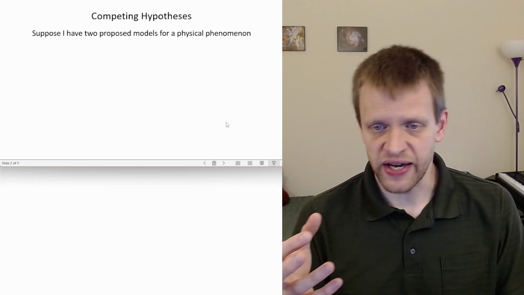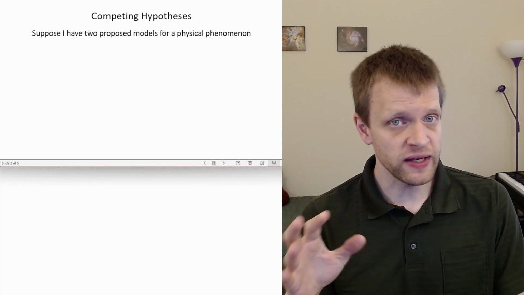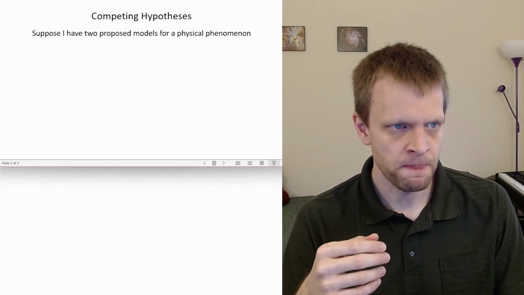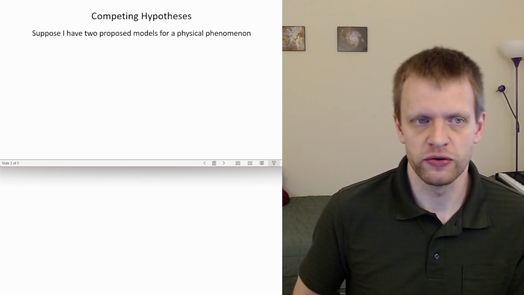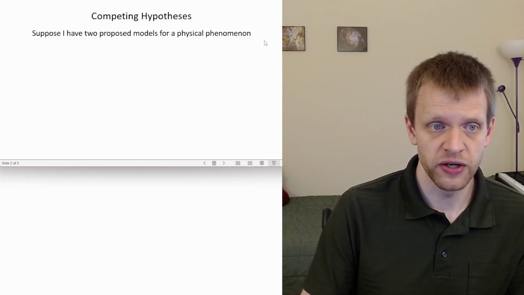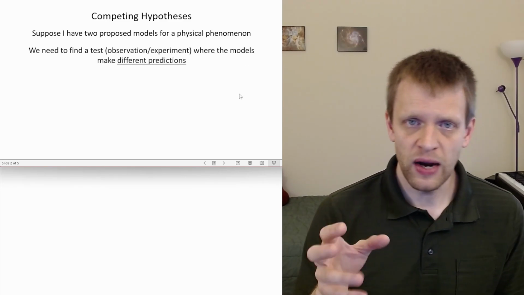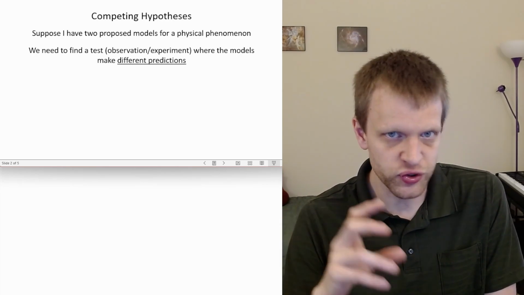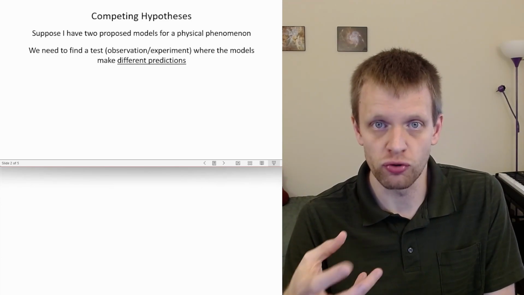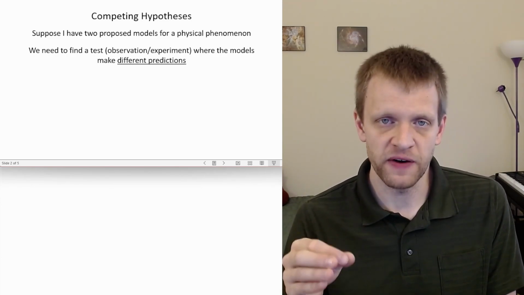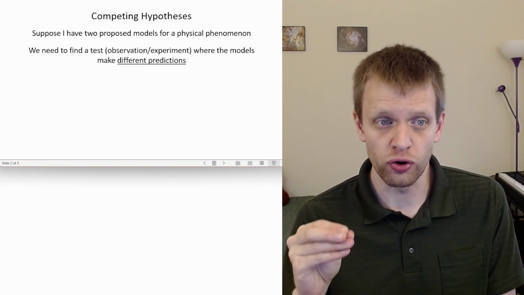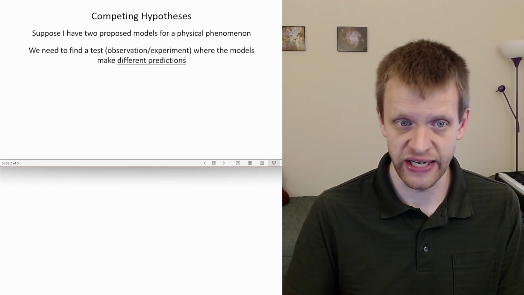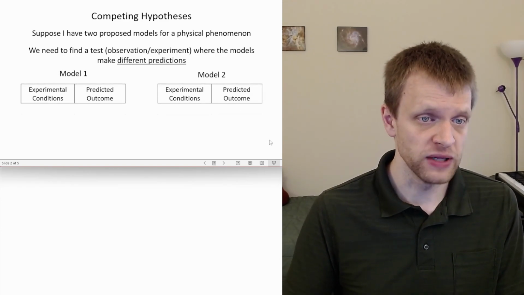So let's say I've got two models, and hopefully these two models meet at least these conditions to a reasonable degree. So let's suppose I have two proposed models for some kind of physical phenomenon. If I want to compare those two models with each other, see which one is more accurate, which one is the more reliable model, we have to find observational or experimental situations where those two models make different predictions.